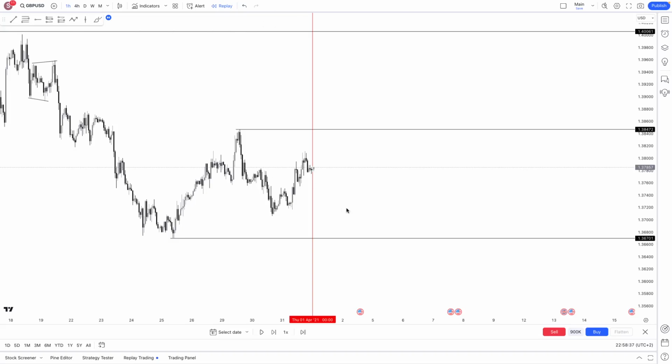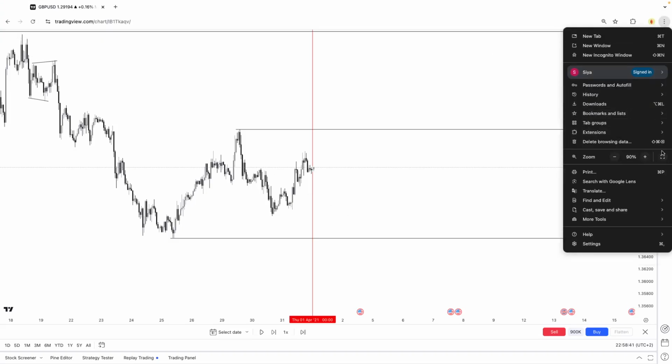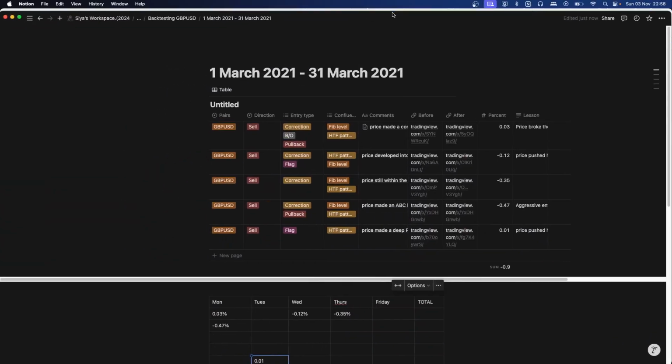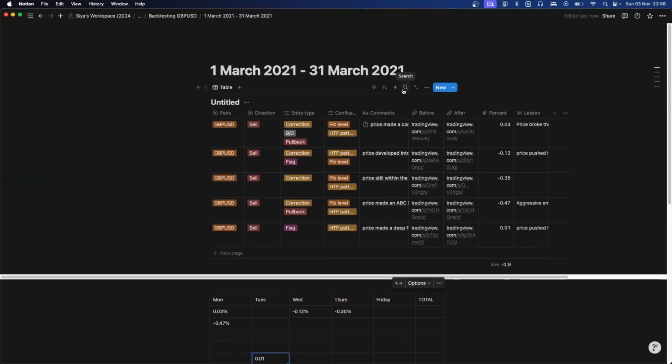Okay, so that's the end of the month of March. Let me just show you guys how I did. So just slightly below -1%. The bias was correct, right? Market was pushing lower this month. However, the entries were not really high probable, and the ones that I did manage to get, they didn't play out. But yeah, we'll see what the next month brings.